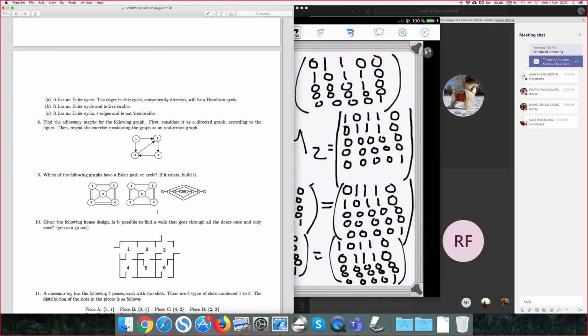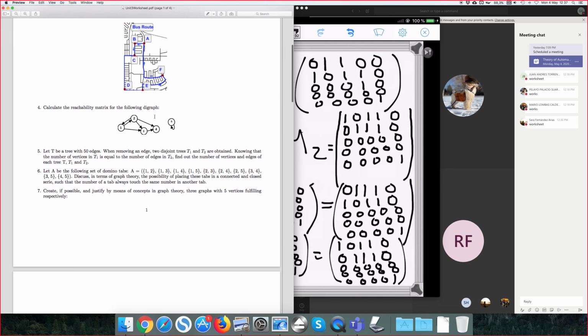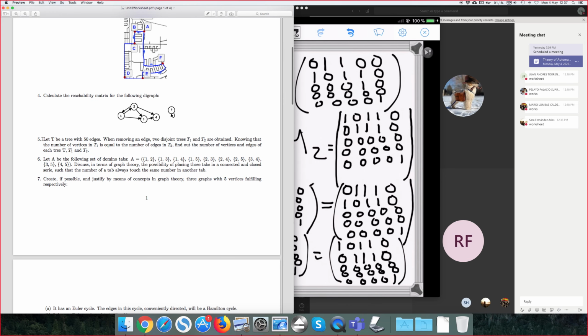Exercise 8 is similar, so please try to do it. In exercise 8, you are only asked to compute the adjacency matrix, but in the other seminar, I computed the reachability matrix. So you can try to compute the reachability matrix on your own, and then check the answer in the other seminar, if you want to do that. So now I'm going to solve exercise 5.